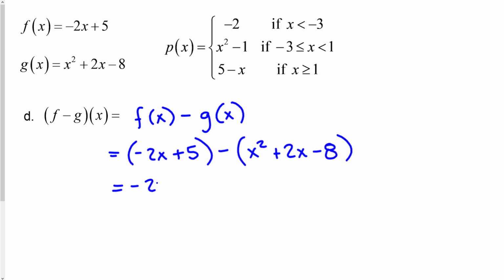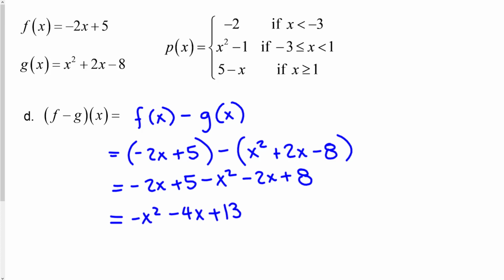So I have negative 2x plus 5, and the negative is going to distribute inside these parentheses. So negative x squared minus 2x plus 8. And now I just need to combine like terms. So negative x squared minus 4x plus 13.